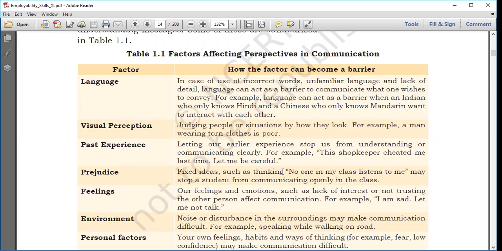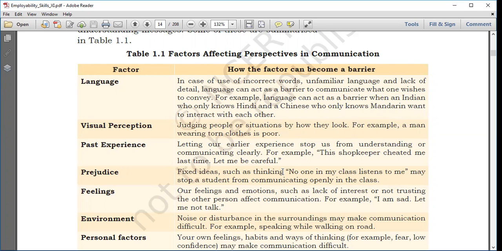Then we have visual perceptions. Visual perceptions mean judging people or situations by how they look, right? कि जैसे भाई वो पुराने कपड़े पहने तो हम लोग देखते हैं यार ये बंदा गरीब है, right? So that can also act as a barrier in communication.